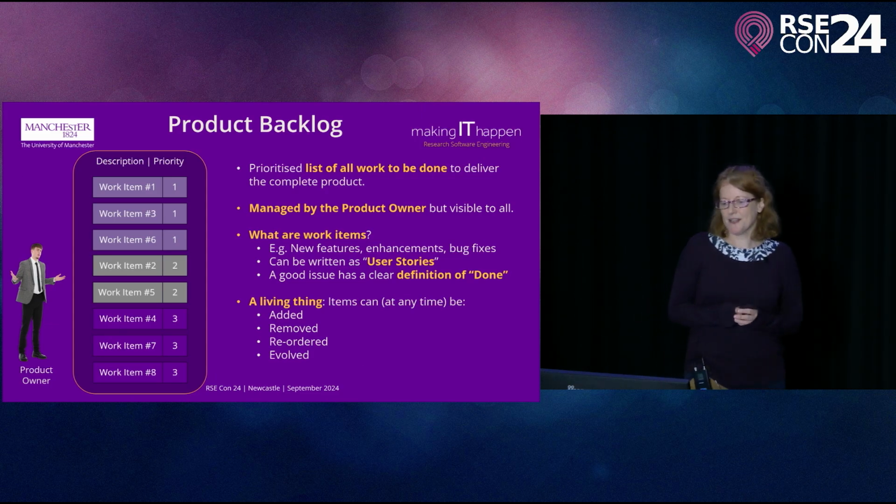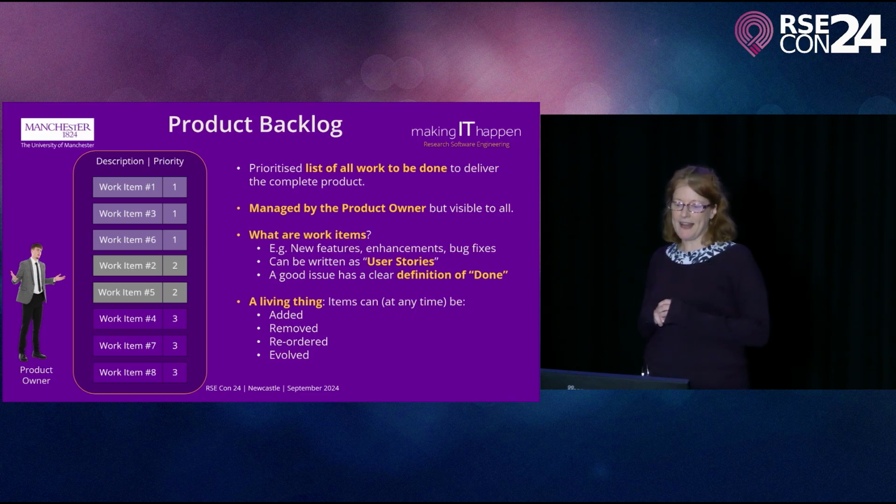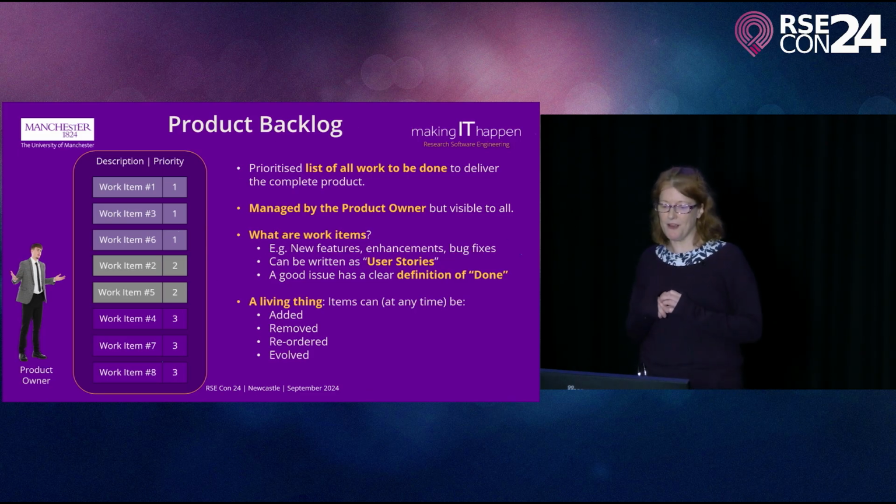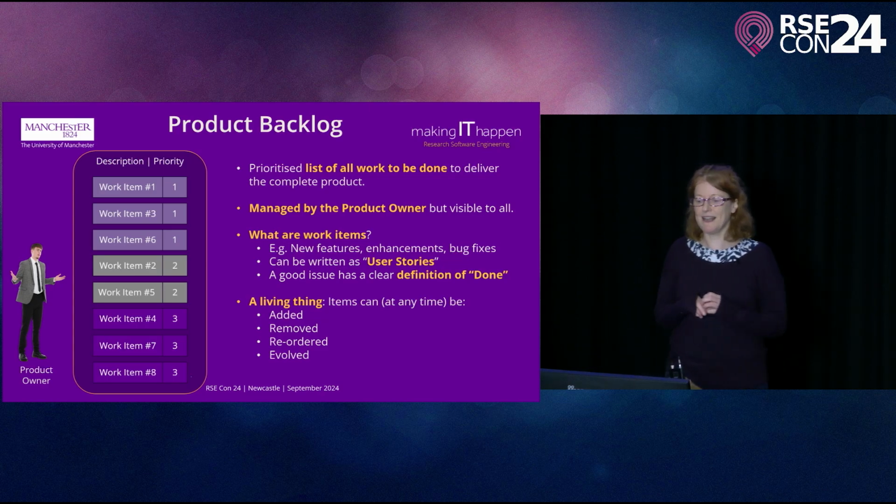So what are the work items? Examples are new features, enhancements, bug fixes. They can be written in as user stories, which some of you may have heard of. And a good issue has a clear definition of done.